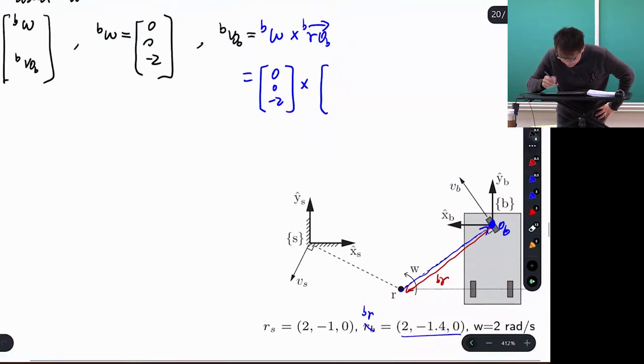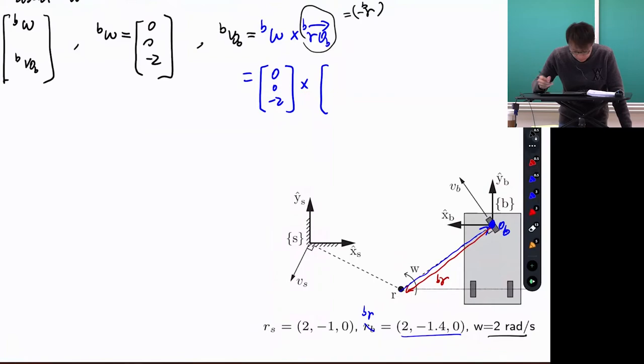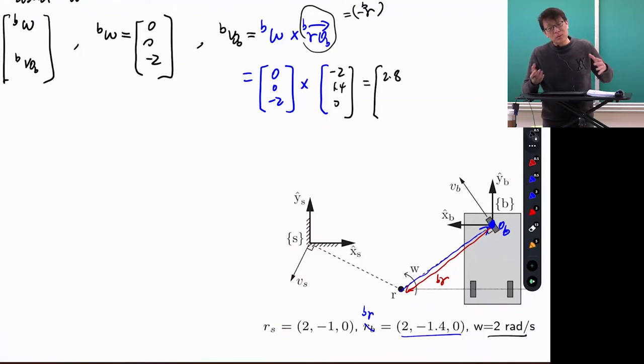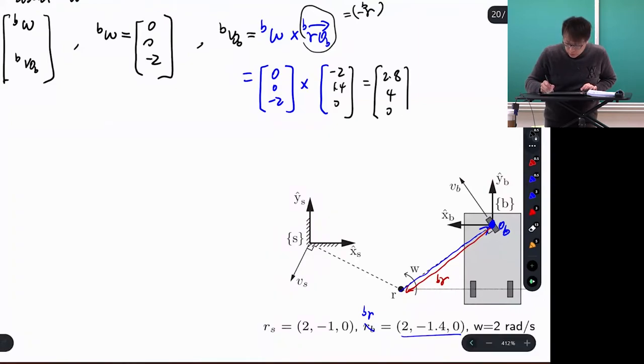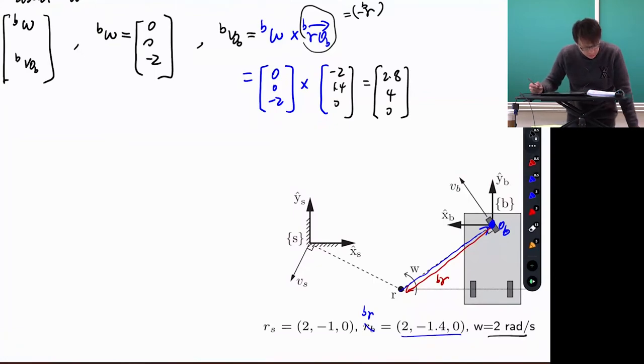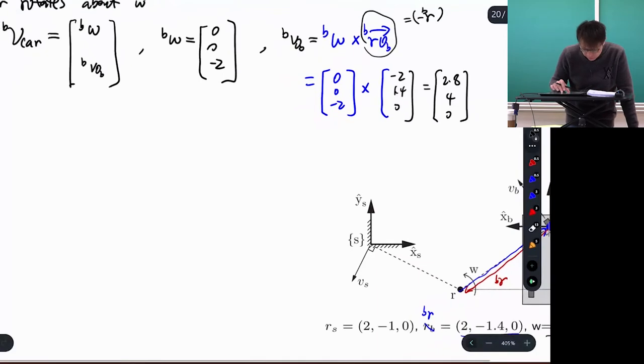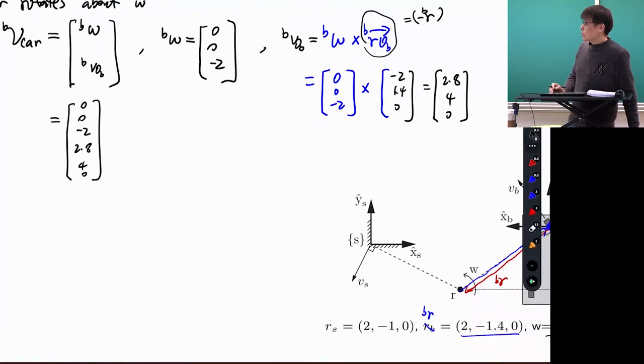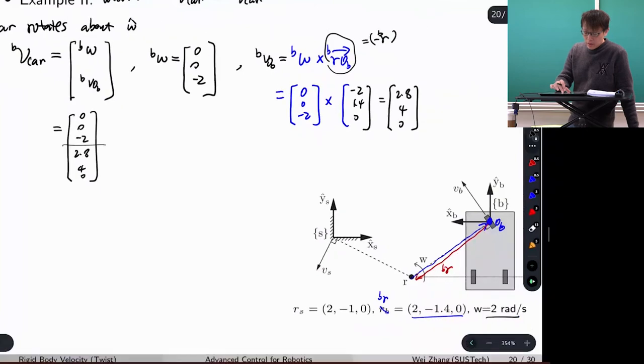So this guy is negative R in B. That would be negative 2, 1.4 and 0. Overall, if you just do the cross, and the cross is equivalent to matrix times the vector, it will be 4 and 0. All right, we got this one. I think that's enough. So overall we have 0, 0, -2, 2.8, 4 and 0. If I write these numbers, you don't know what they're doing, but now you should know this is nothing but putting two R3 vectors together. That's the twist.